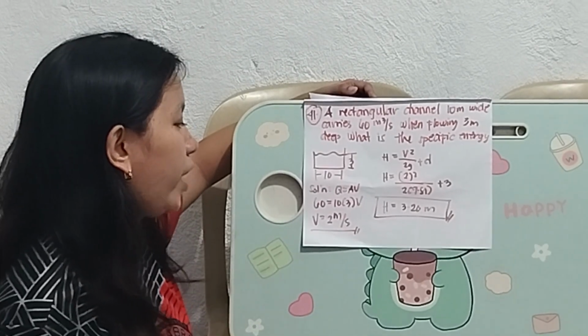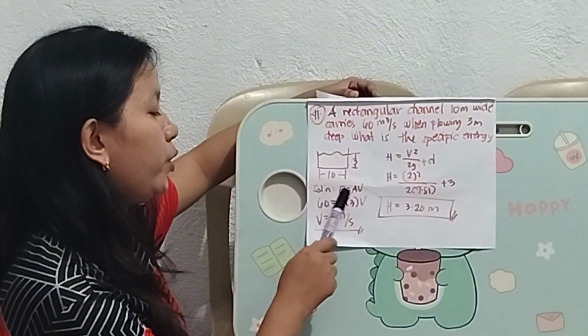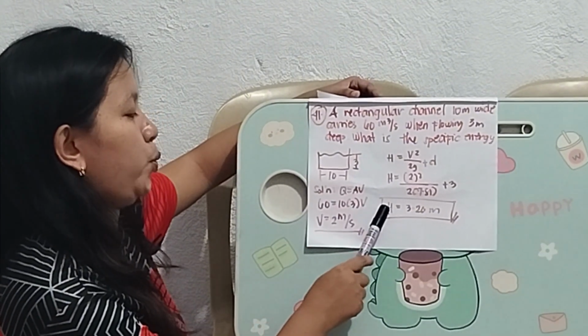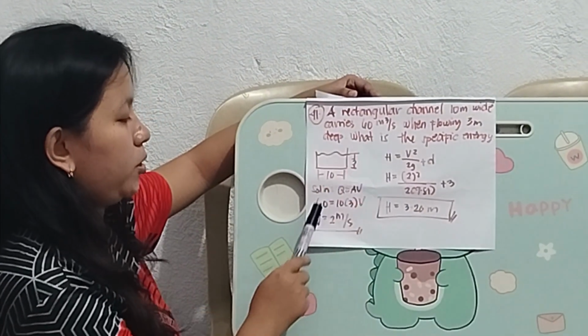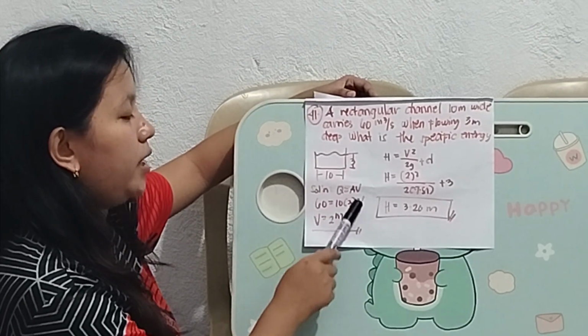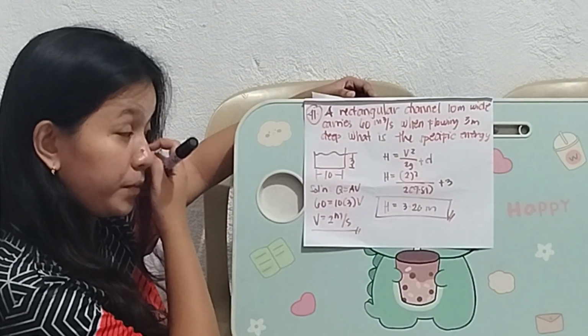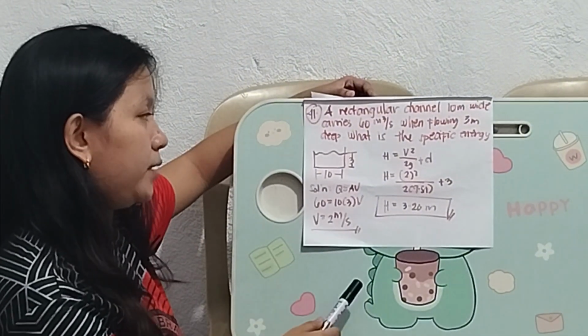So we need to find first the velocity. We have the formula of Q is equal to area times velocity. We have our Q, which is 60 cubic meter per second. Substitute here, and our area, 10 times 3, then the velocity. To calculate that, velocity is equal to 2 meter per second.